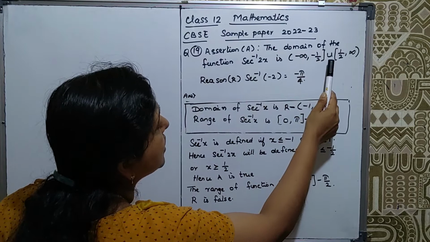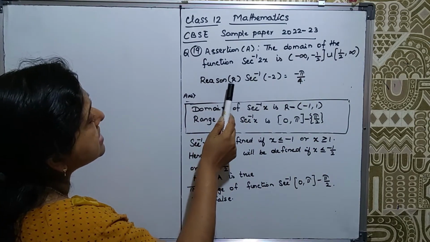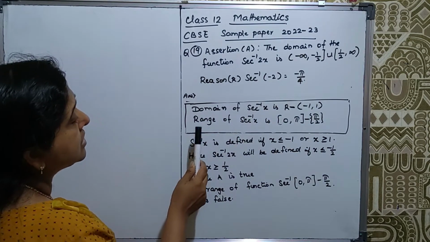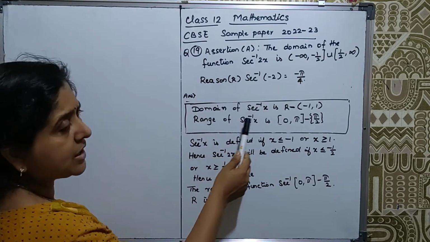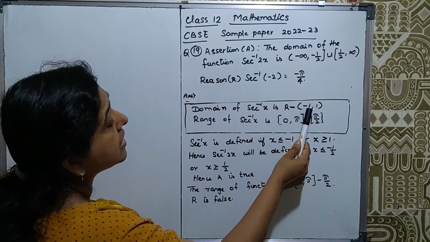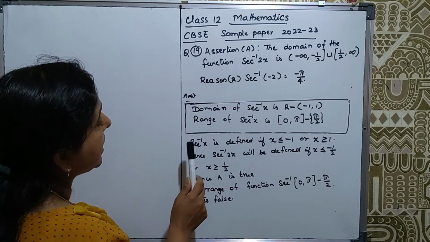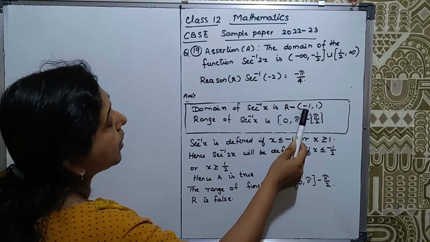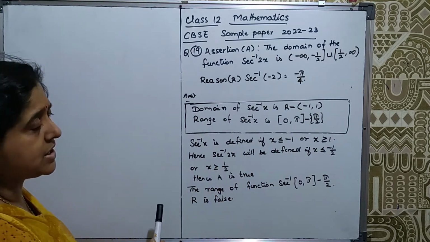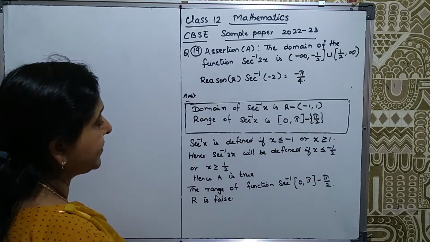minus infinity to minus 1 by 2 union 1 by 2 to infinity, and reason R is sec inverse minus 2 equal to minus pi by 4. So the domain of sec inverse, I wrote, is all the real values except all the values from minus 1 to plus 1. That means R minus the open interval minus 1 to 1. And the range of sec inverse x is the closed interval 0 to pi minus pi by 2.